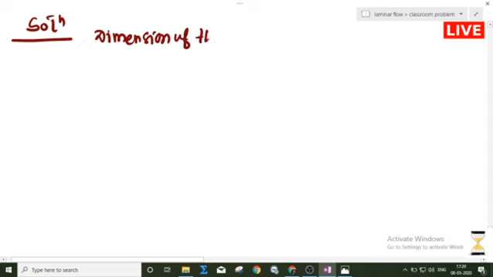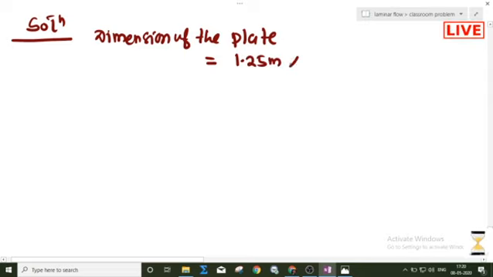So what is the dimension? Solution. What is the dimension of the plate that is given? The dimension of the plate is given as 1.25 meter into 1.25 meter into 6 millimeter thickness. Okay, what is the area of the plate now?